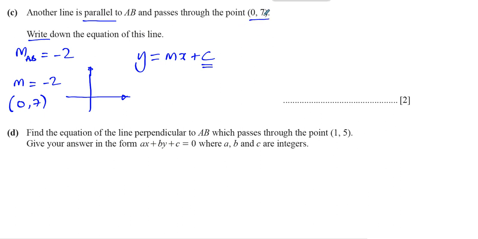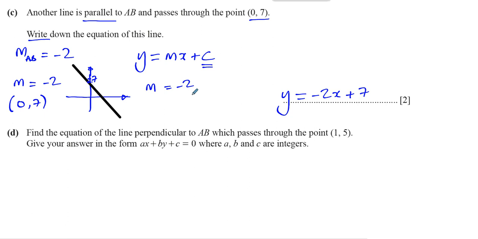So this line must pass through 7 on the y-axis, and it has a gradient of minus 2, so it's going to be somewhat steeper than that, no problem. So that is the y-intercept. We don't have to actually do any calculations in this question. We can just write down the answer as y equals minus 2x plus 7, because we know that the gradient is minus 2, which we discovered in part B, and the y-intercept is 7 because the point they gave us was (0,7).